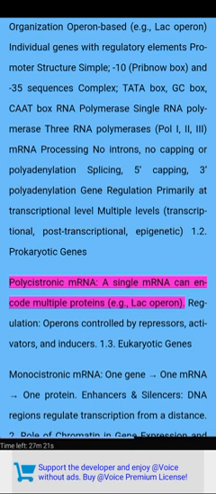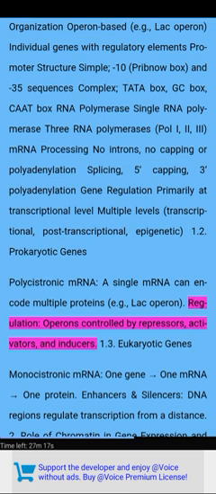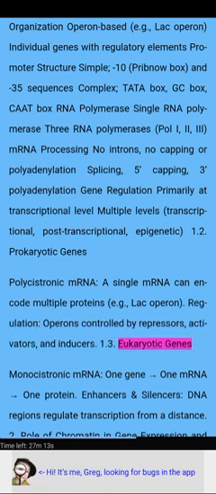1.2. Prokaryotic genes. Polycistronic mRNA: a single mRNA can encode multiple proteins, e.g., lac operon. Regulation: operons controlled by repressors, activators, and inducers. 1.3. Eukaryotic genes. Monocistronic mRNA: one gene → one mRNA → one protein. Enhancers and silencers: DNA regions that regulate transcription from a distance.